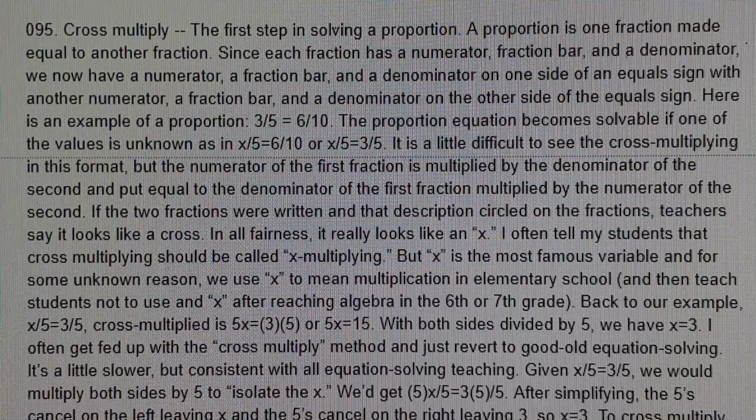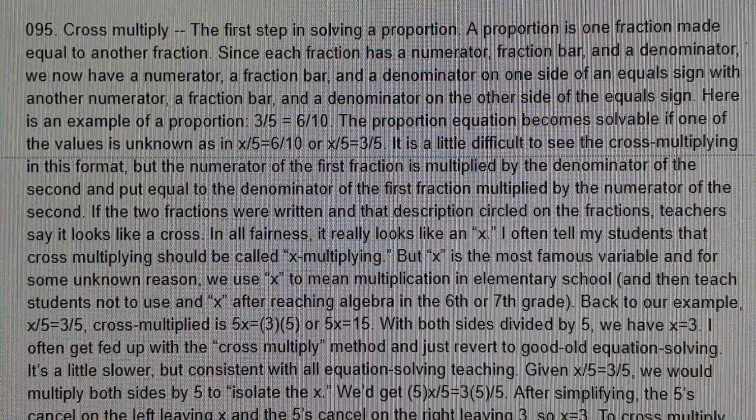In all fairness, it really looks like an X. I often tell my students that cross multiplying should be called X multiplying. But X is the most famous variable, and for some unknown reason, we use X to mean multiplication in elementary school (parentheses), and then teach students not to use an X after reaching algebra in the 6th and 7th grade (parentheses). Back to our example, x over 5 equals 3 over 5.